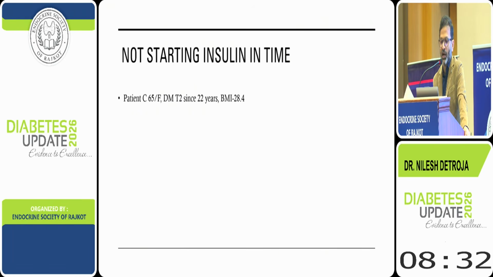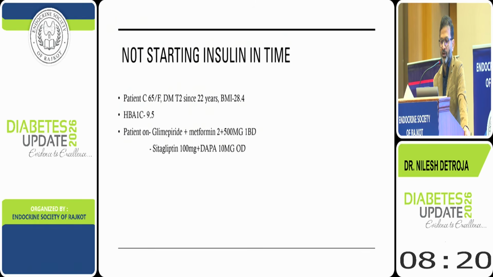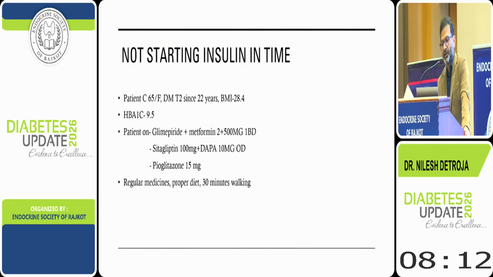A 65-year-old female, diabetic for a long duration of time, 22 years, BMI 28.4, HbA1c 9.5, on multiple medications: glimepiride 2 plus metformin 500 twice a day, sitagliptin plus DAPA, pioglitazone 15 milligram. The patient is regular in medicine, following a proper diet, doing 30 minutes of walking daily.